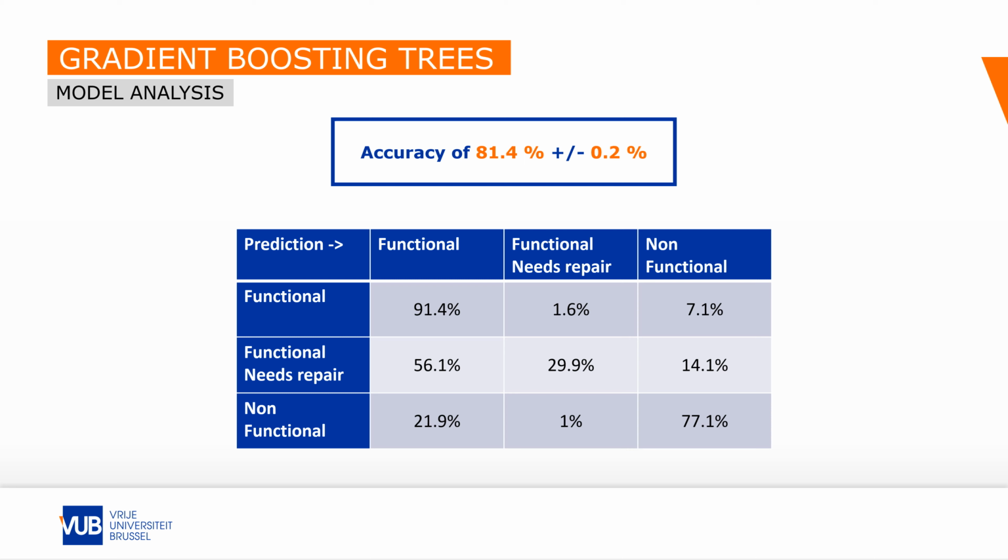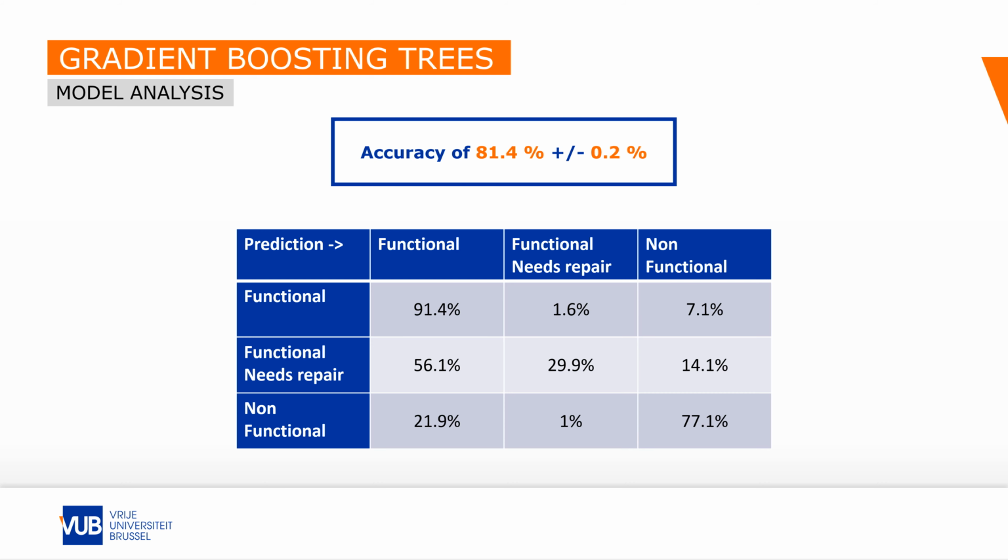The resulting model, after the grid search, achieved an accuracy of 81.4%, which is quite good. In the confusion matrix, we also see that functional reaches high accuracy, but this is at the cost of the other classes. Functional needs repair still has the worst accuracy.